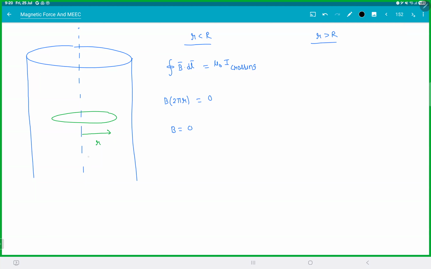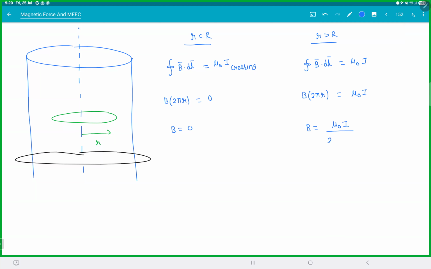For outside, take an Ampere loop, a bigger one. LHS will be the same thing. Integral B dot dl is mu naught I. This will be B into 2 pi r. All the current is passing through the loop, so there will be mu naught I. Therefore, the magnetic field outside will behave as if there is an infinite wire in the center. Isn't that how a hollow shell used to behave? The field outside a hollow shell is similar to having a point charge at the center. So if you try to plot the graph, it will look exactly like a hollow shell, B versus r.